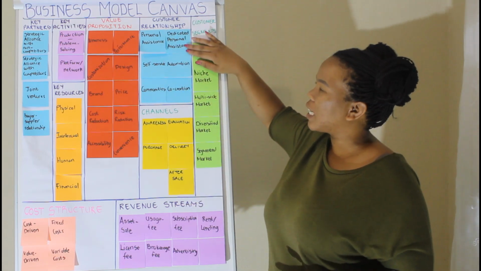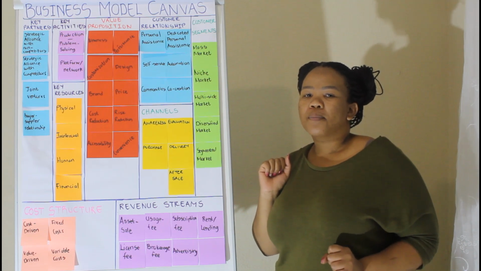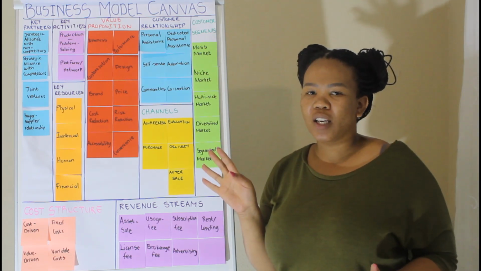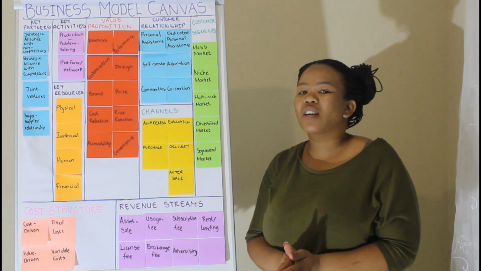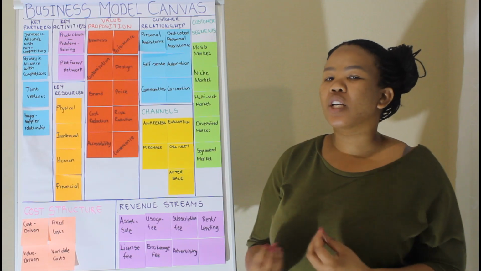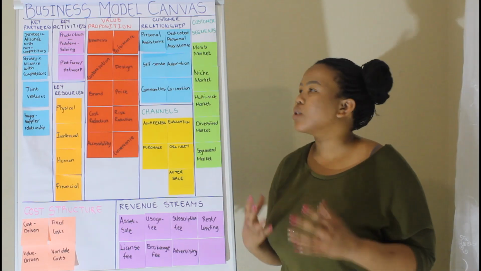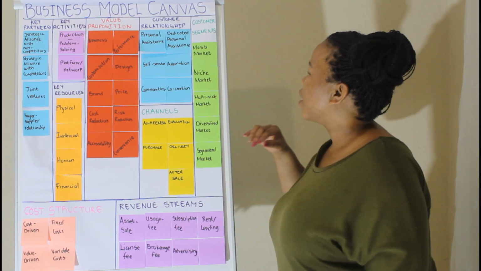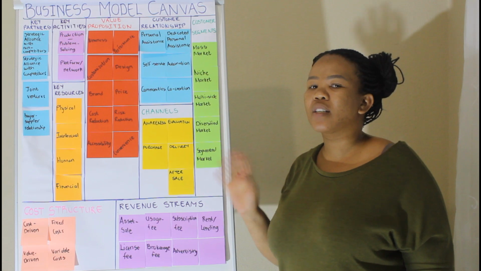Then you've got dedicated personal assistants. For example, this you find in private banking, where you've got a dedicated banker for a specific, very wealthy person, and they want to build that kind of personal relationship between the banker and the wealthy person who banks at a private bank. Then you've got self-service and automation kinds of customer relationships.